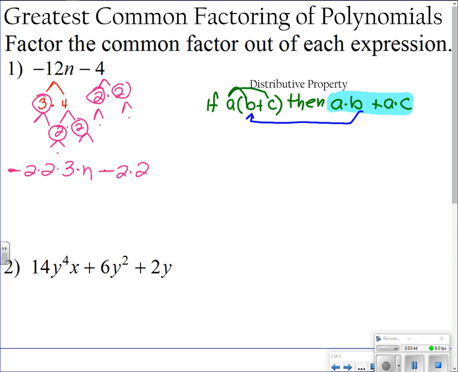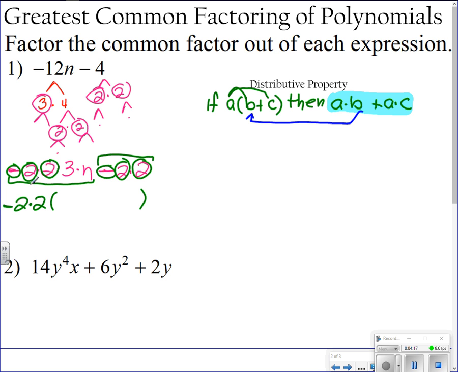Now, once you do the factoring, you're going to do the following. There are two terms, term number 1 and term number 2. I want to see what they have in common. Okay, they have a 2 in common. They have another 2 in common. And they have a negative in common. So I'm going to put what they have in common: a negative, a 2 and another 2. Then I'm going to put the leftovers in the parentheses.